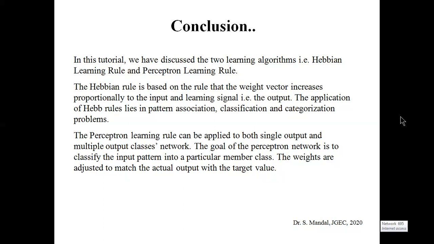Again, I'm telling you that the Hebbian and perceptron learning rules are examples of unsupervised and supervised techniques respectively. Hebbian is the unsupervised technique, while the perceptron learning technique is the supervised technique. Okay, so that's all.